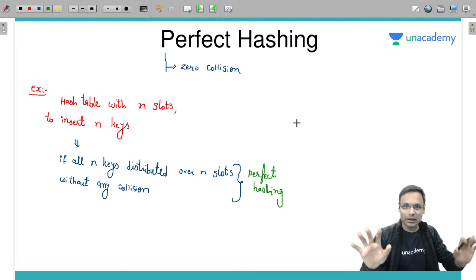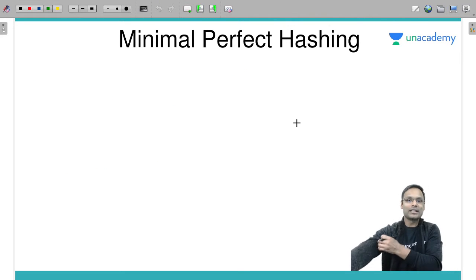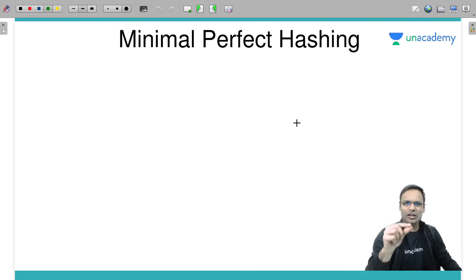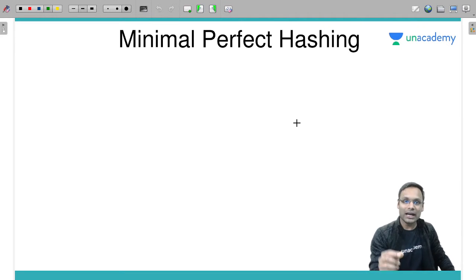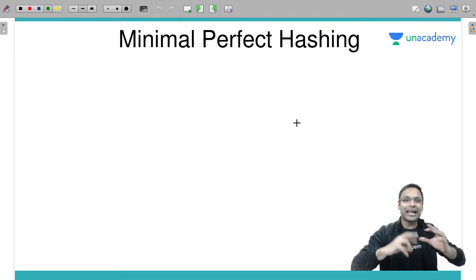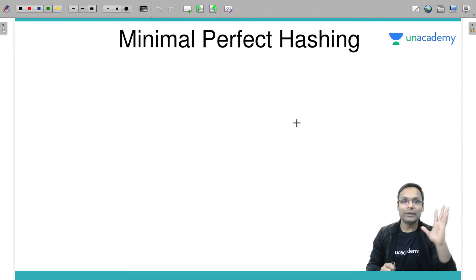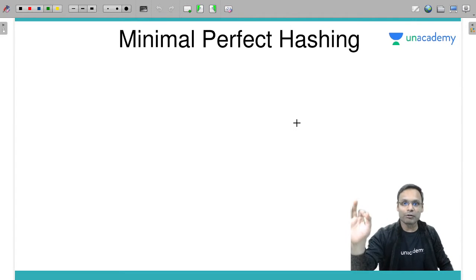Simple, very simple. Now if you understood perfect hashing, then let's try to understand minimal perfect hashing. There are some more small points which I want to tell you so that your question solution will be improved. You will not have to guess whether perfect hashing should have meant this or that. You should know the appropriate meaning of it.